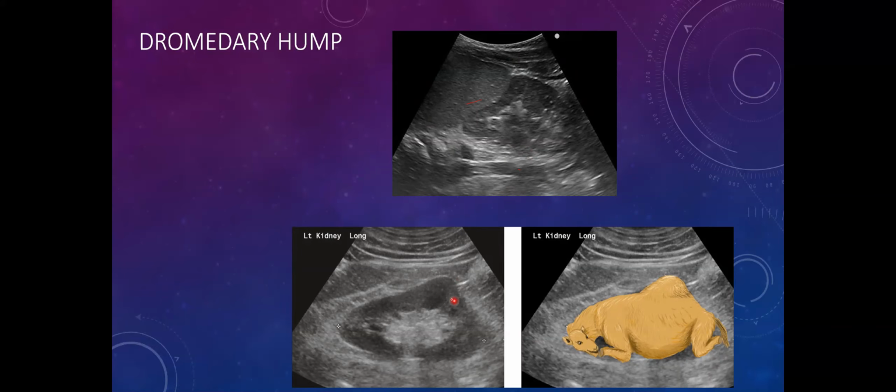Another nice dromedary hump. Oh, yeah, left kidney. I was going to say it looks like the left kidney, but clearly is. And, oh, that's right, someone added the camel in. They actually did a nice job.